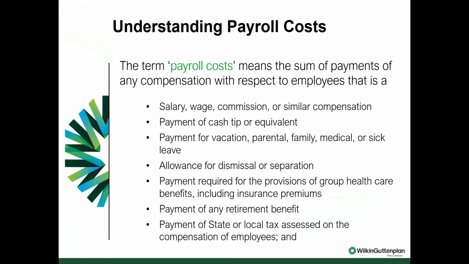Also, skipping down to the third from the bottom, you would add to salaries any employer portion of costs that are incurred for group health benefits, including insurance premiums. Also added to this amount is any employer payment of any costs related to a retirement benefit. And last but not least, what would be added to these costs is payment of state or local taxes that are assessed on the employer for the compensation of employees. So in the state of New Jersey, this would be unemployment and disability types of payments.